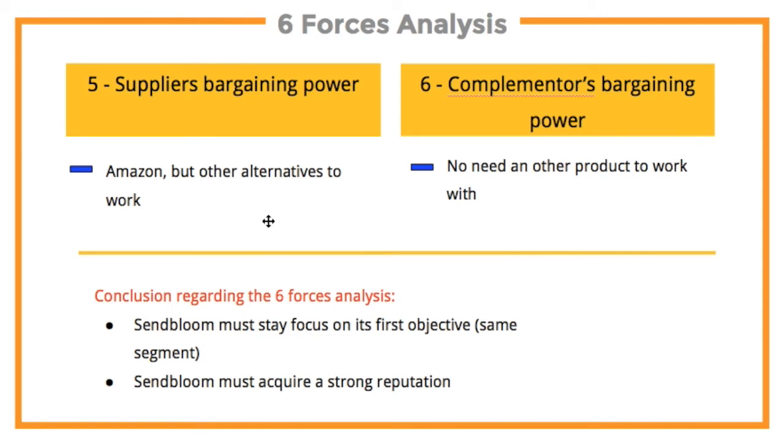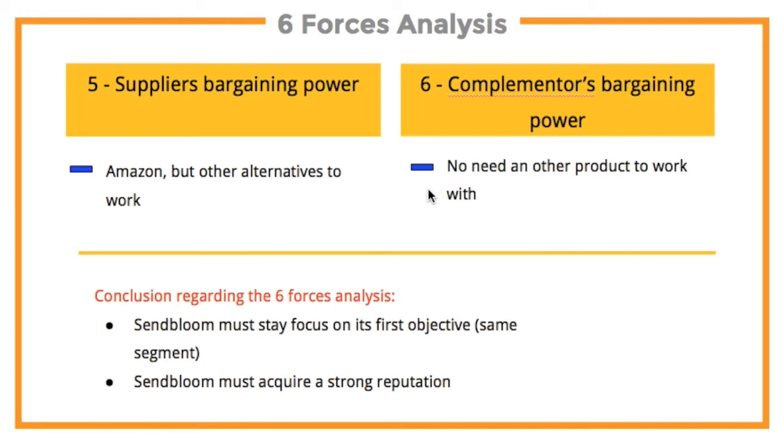And finally, for the last two forces, you have the suppliers' bargaining power. Our supplier is Amazon, which provides a platform to work. But we have a lot of alternatives to work with, so it's not really a threat. So the suppliers don't have a very high bargaining power. And for the last one, the complementors' bargaining power, we don't need another product to work with. So also it's not a threat. It's not really a bargaining power for the complementors.